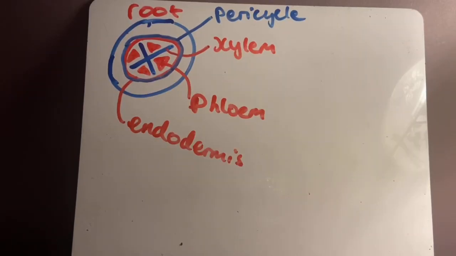The arrangement in a root provides strength to withstand pulling forces, and it is made of the xylem in an X with the phloem around it, and pericycle around the endodermis, which is basically meristem tissue inside.